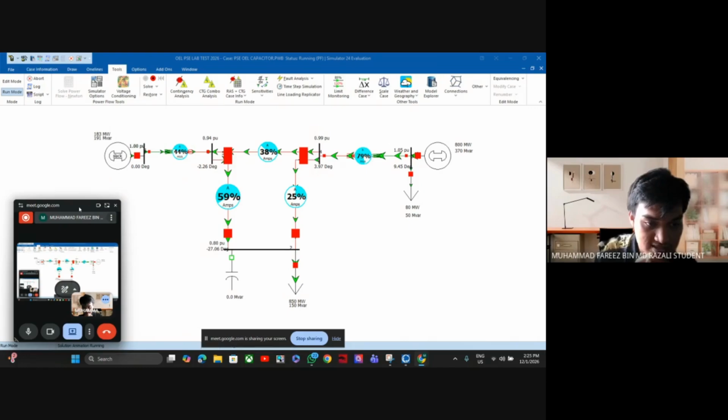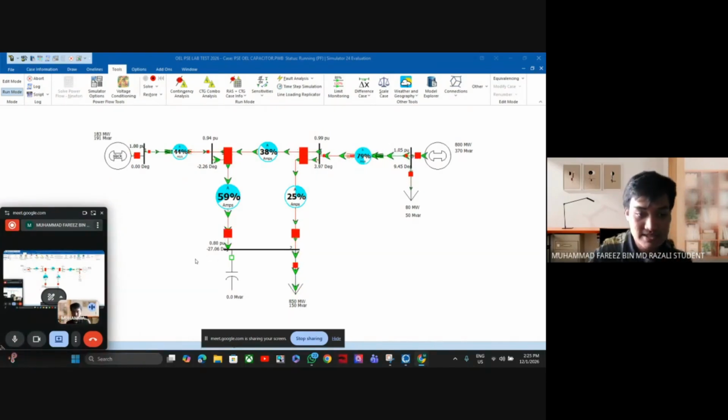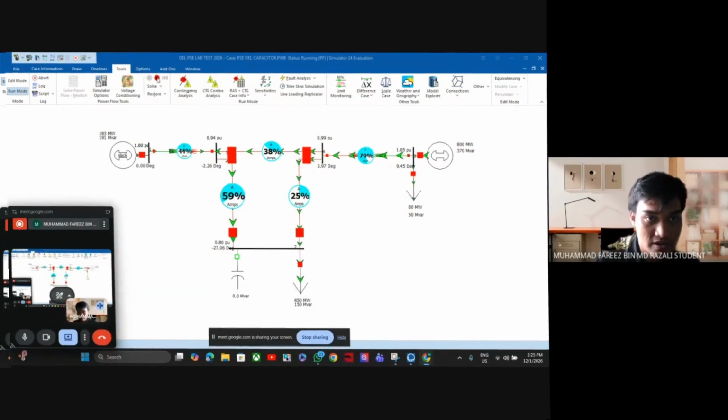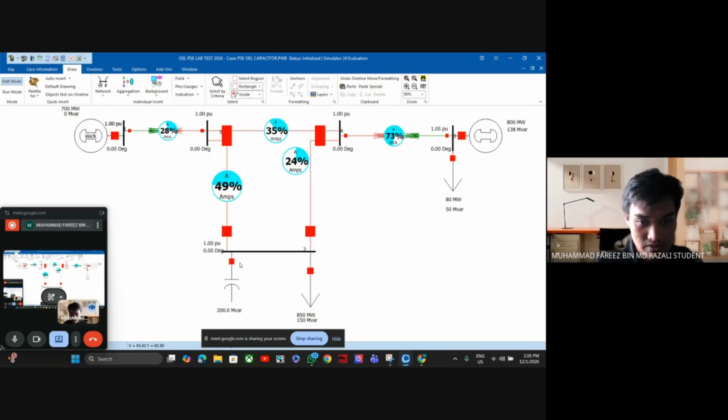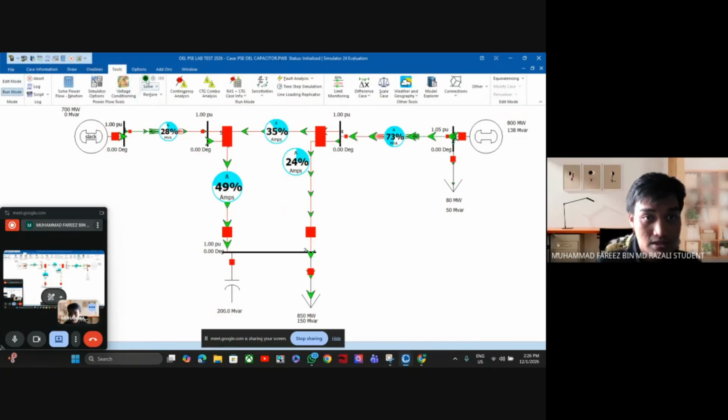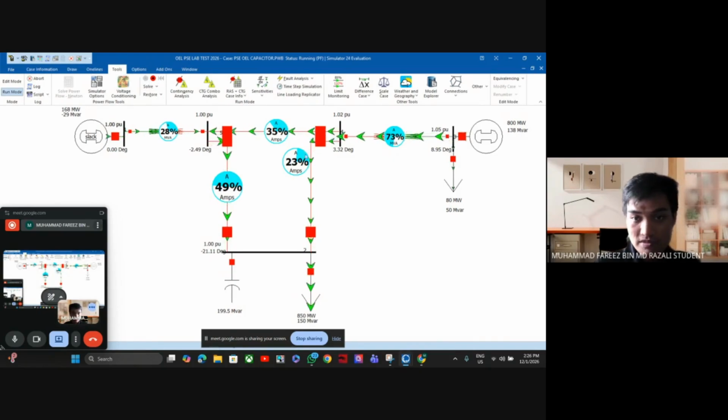So let's go to the second case, which is with a capacitor. This one I'm going to pause, so I'm going to start from 0 again. Okay, so this is with the capacitor. This one is already on. If this is the color on your capacitor, that means it's on. Okay, so let's run it and check if it works. Bismillah. Okay, here we go.